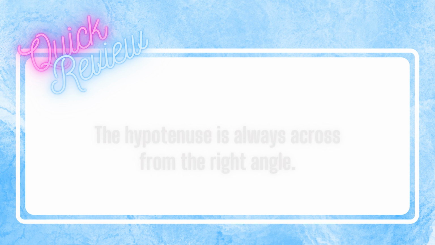So here's a quick review for today's lesson. The hypotenuse is always across from the right angle. And then the opposite and adjacent sides depend on which angle you're standing at. The opposite side is across from you, and the adjacent side is next to you.